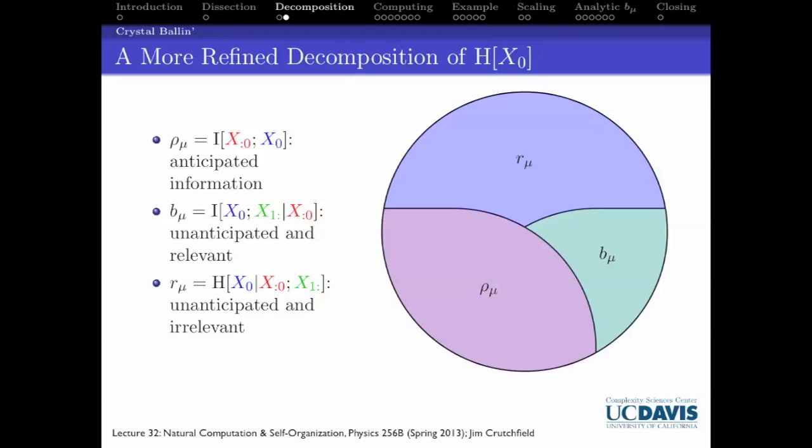Yeah, so most complex processes have a mixture of all three of these. There's some anticipated, some noise, and some relevant temporal structure, a stochastic structure going on. That's what this BMU measures.